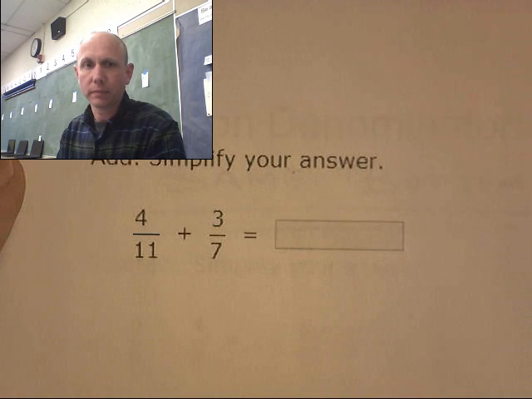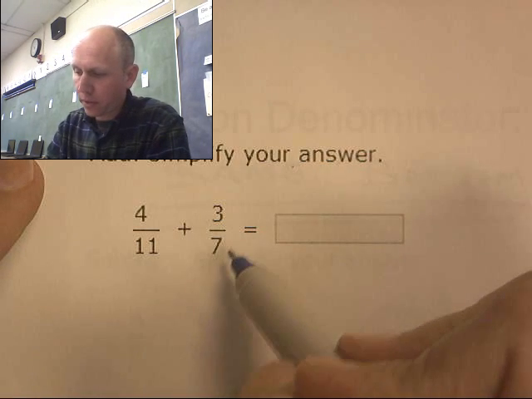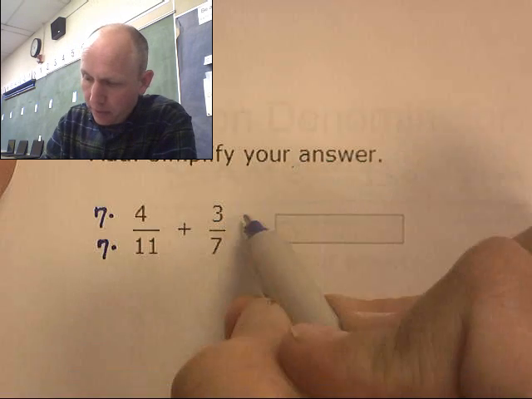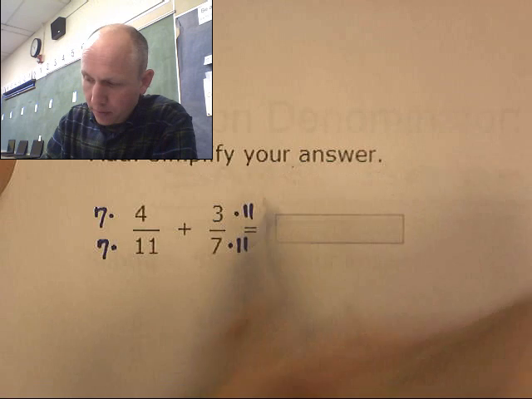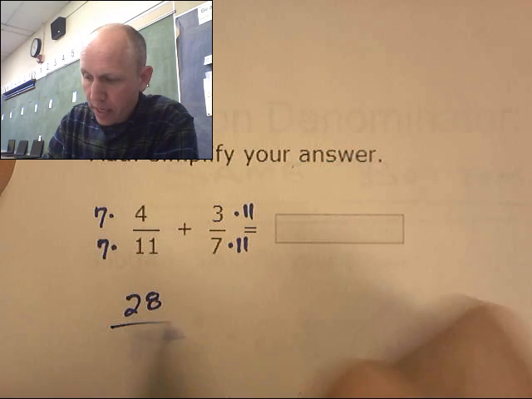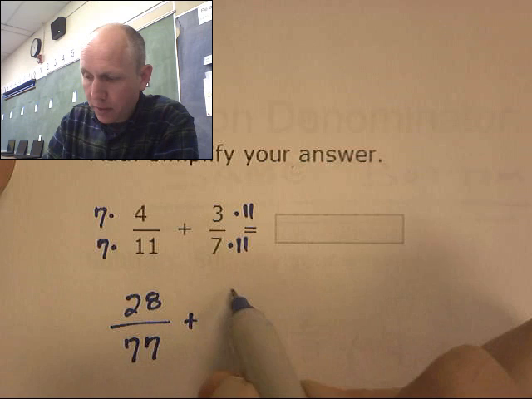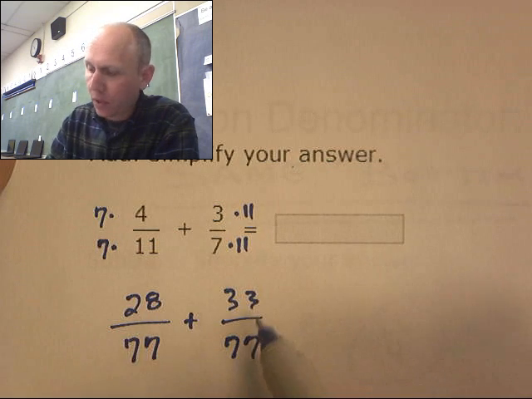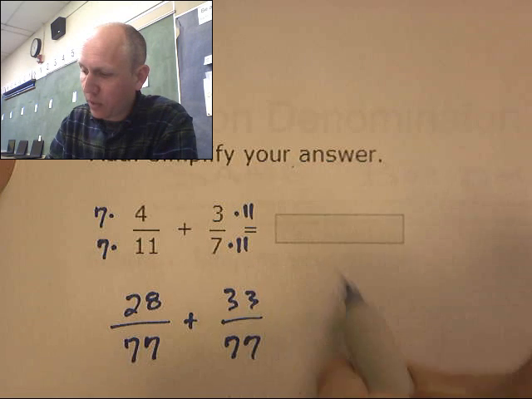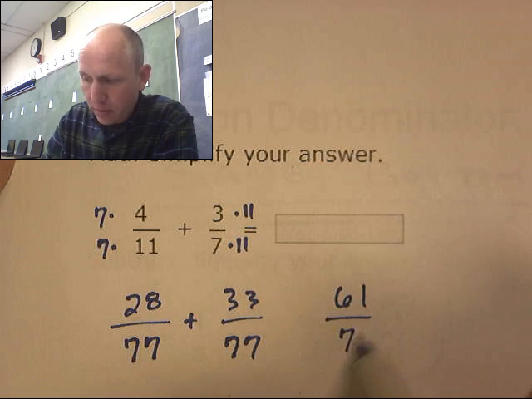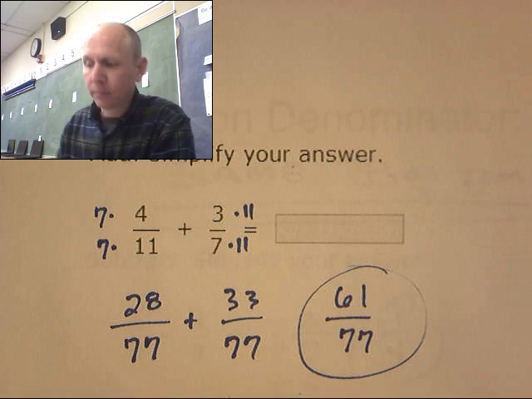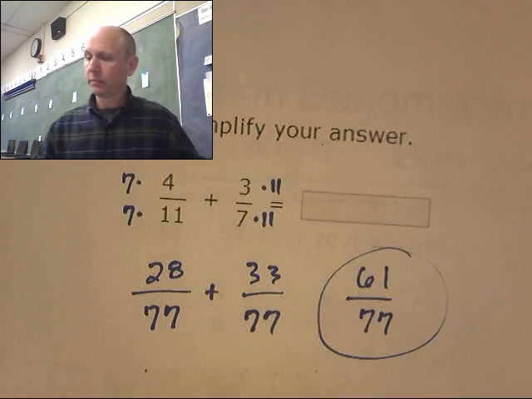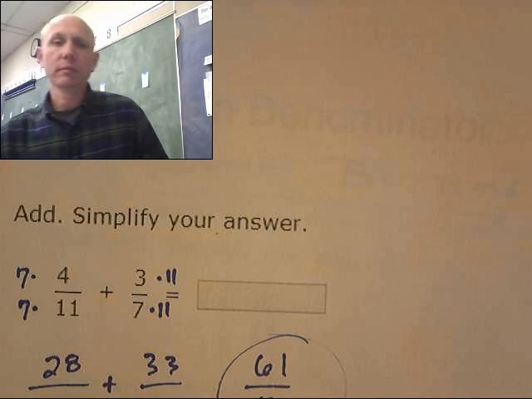Okay. 4 elevenths plus 3 sevenths. Let's take them both up to a 77. That's going to take me to 28 77ths plus 33 77ths, which takes us up to, what's that going to be, 61 77ths. All right, common denominator. It's all about that common denominator. And pizza.